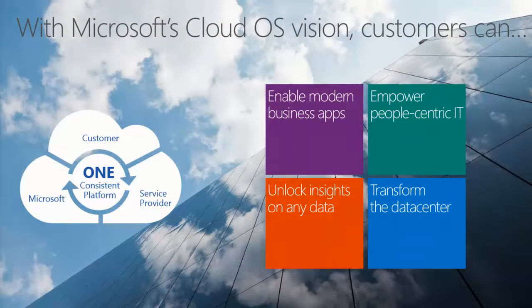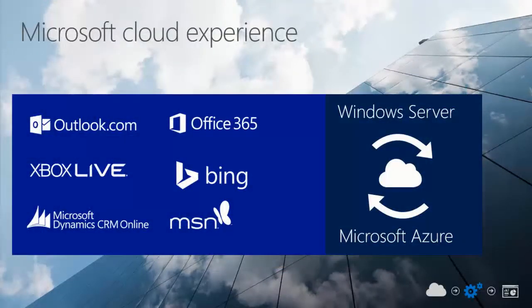So our vision, this consistent cloud platform, the diagram on the left is exactly what we're referring to, where one, the customer, that's the data center in your organization, Microsoft's public cloud data center, and the service provider data center, delivering this consistent cloud platform that can run in any of these data centers to enable modern business applications, empower people-centric IT, unlock insights on any data. That is the transformation of the data center. Ultimately delivering the Office 365, Xbox Live, Bing.